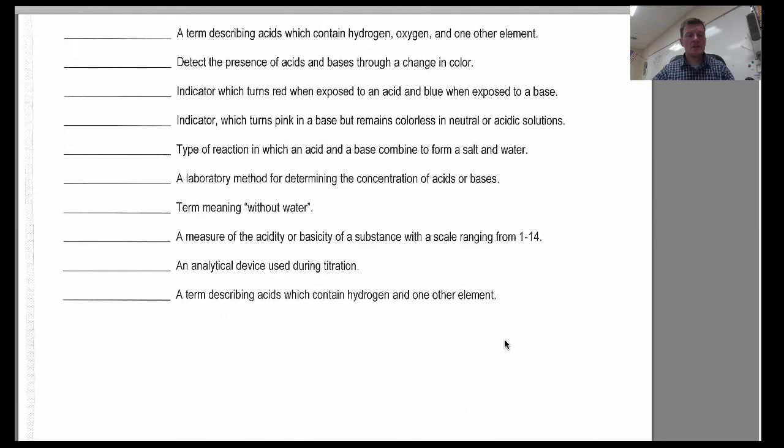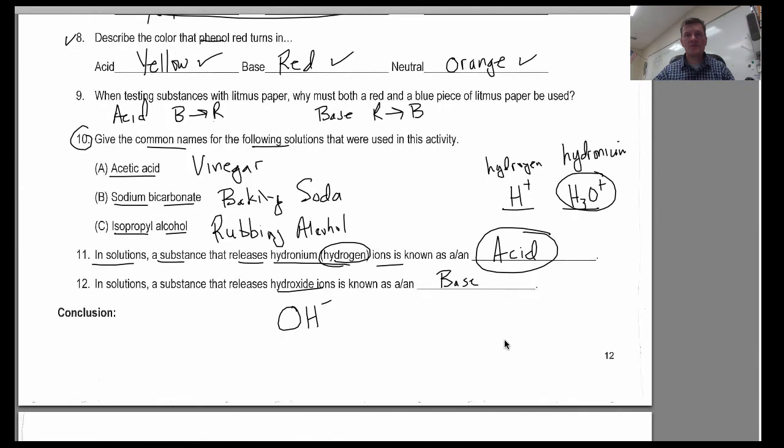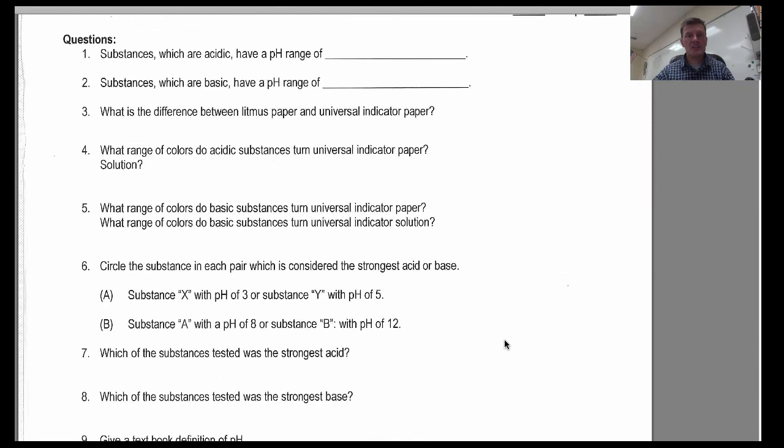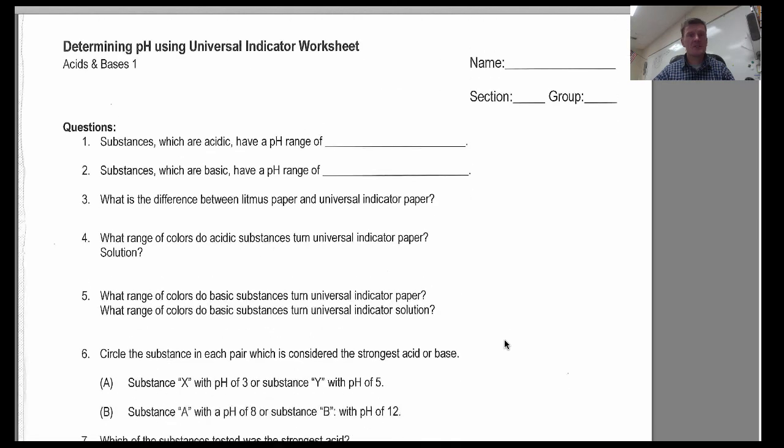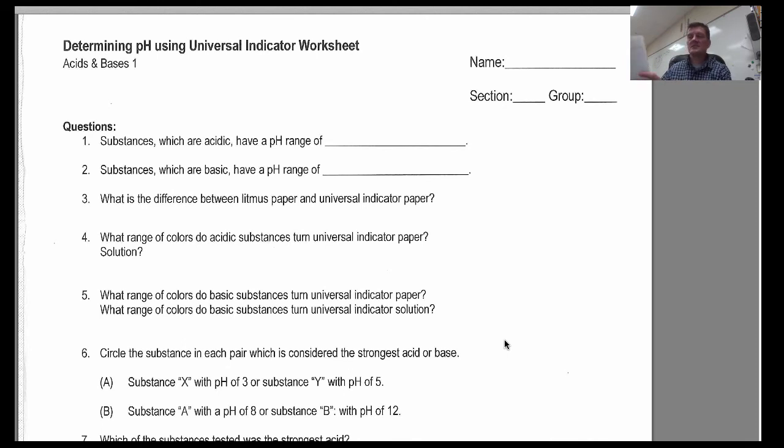So let's answer the questions from this chart here. Using the second chart from the second experiment, let's see if we can answer some of these questions. The first one says substances which are acidic have a pH range of, oh, I just answered that, didn't I? So that's helpful. Let's talk about the pH range of acids here. The pH range for acids goes from basically 1 to 6, anything less than 7, depending on how strong of an acid it is. What's the concentration of the hydronium ions?